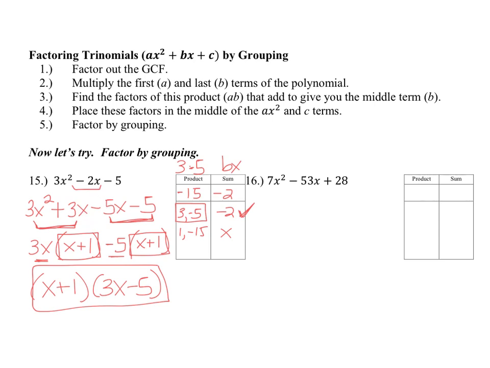All right, let's try another one. It just takes some practice. So first thing we do is we figure out the product of a and c. So really this is multiplying a and c together. So it's doing 7 times 28.